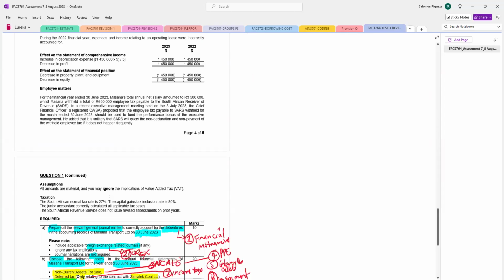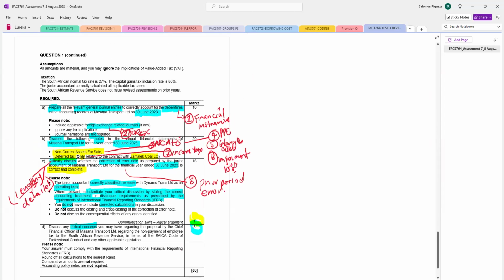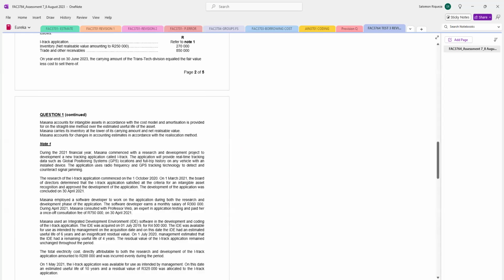And it's always good to also read the question twice. Now I want to focus on this one, so I'm going to read it again. The question says, prepare all the relevant, only the relevant, not everything, all the important general journal entries to correctly account for the debentures in the accounting records of Masana Transport Limited on 30 June 2023. Then include applicable foreign exchange related journals, if any, and ignore tax implications, and journal narrations are not required. So I'm focusing on the debenture transactions.